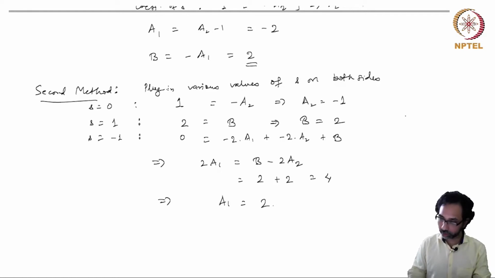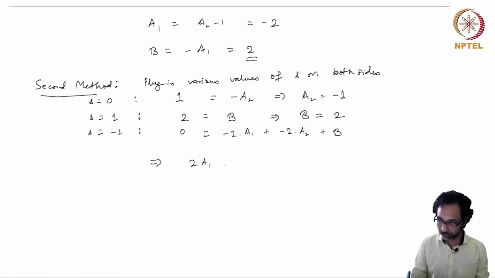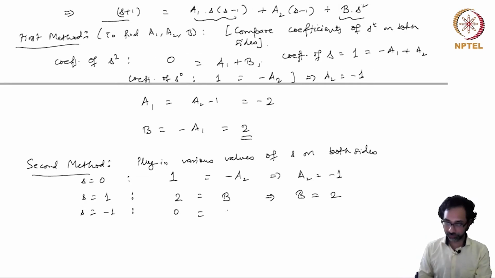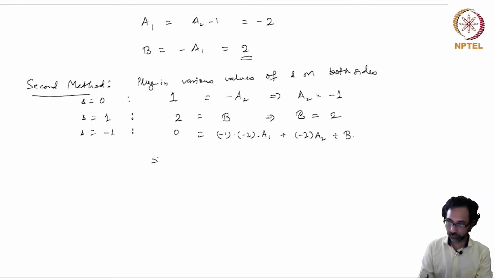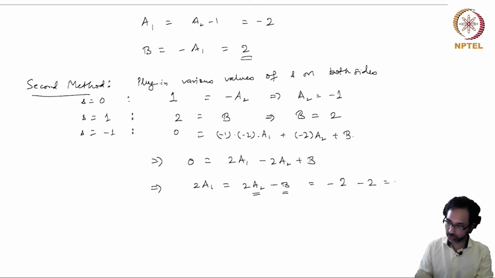So on the other hand, we have 0 equal to minus 2a1 minus 2a2 plus b, which implies that 2a1 equals minus 2a2 plus b, and we know the values of a2 and b, so this gives you minus 2 and then again minus 2, so this is minus 4, so you get a1 equal to minus 2.